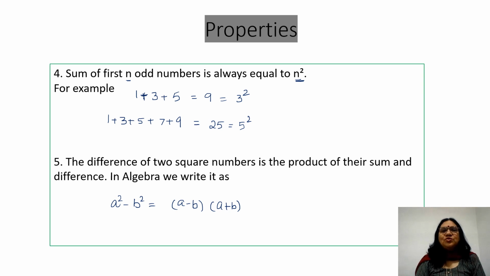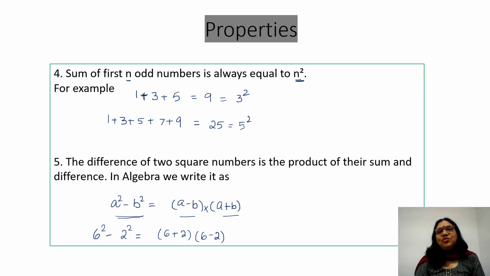So difference of two square numbers is the product of their sum and difference. So for example, 6 square minus 2 square will always be equal to 6 plus 2 into 6 minus 2. You can verify it. 36 minus 4 is 32. 6 plus 2 is 8. 6 minus 2 is 4. 8 times 4 is also 32. So the difference of two square numbers is always equal to the product of their sum and difference.